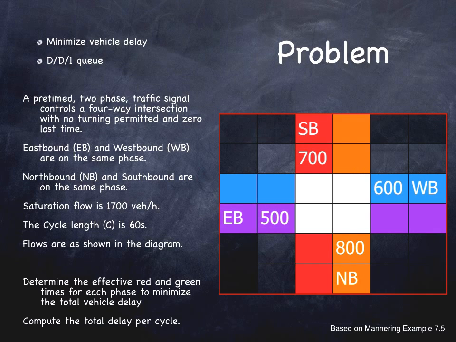In this problem, we have a pre-timed two-phase traffic signal which controls a four-way intersection with no turning permitted and zero lost time. The eastbound and westbound movements are on the same phase. Similarly, the northbound and southbound movements are on the same phase. Saturation flow is 1,700 vehicles per hour. The cycle length is 60 seconds. Flows are as shown in the diagram. Eastbound is 500, westbound is 600, southbound is 700, northbound is 800, in vehicles per hour. Determine the effective red and green times for each phase to minimize total vehicle delay. Compute the total delay per cycle.